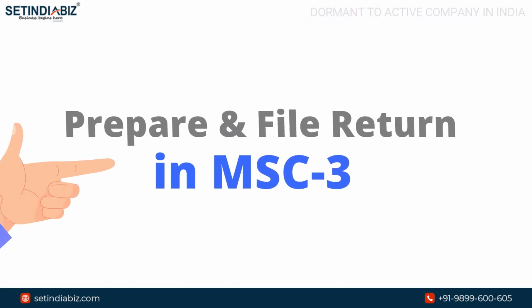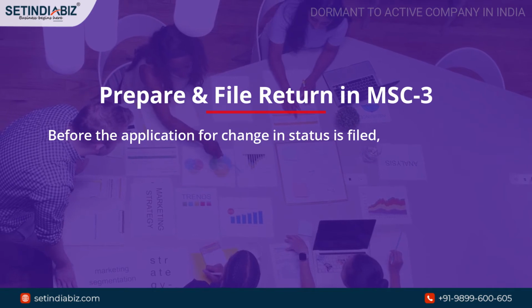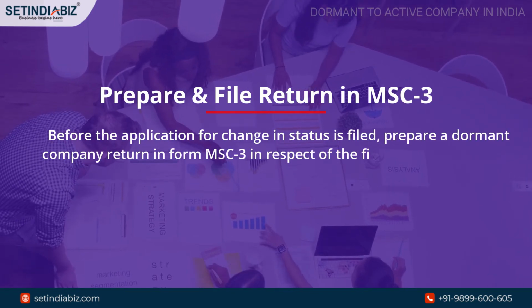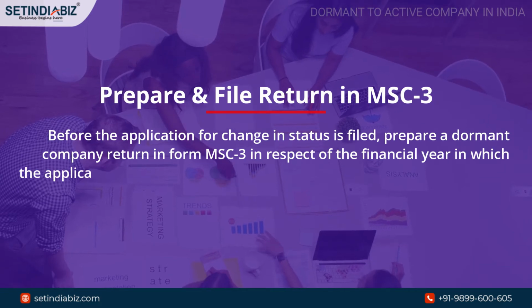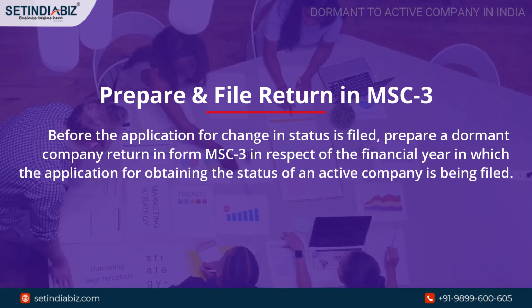Prepare and file return in MSC-3. Before the application for change in status is filed, prepare a dormant company return in Form MSC-3 in respect of the financial year in which the application for obtaining the status of an active company is being filed.